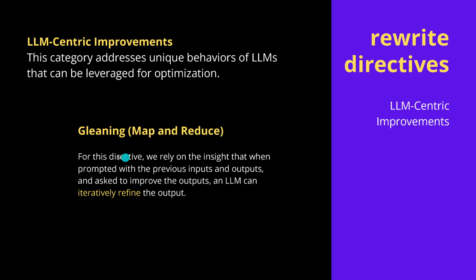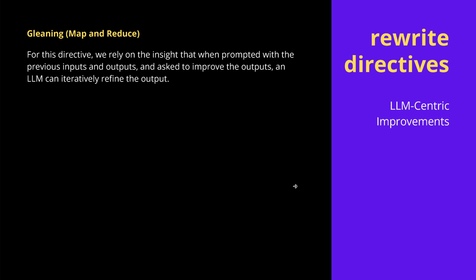We rely on the insight that when prompted with the previous inputs and the previous outputs, and then we ask the LLM, hey, now improve the output in a second run, the LLM can iteratively refine the output. So if you provide in the second run a little bit of additional information to help the LLM understand, for example, the feedback that it got from the first run, it can iteratively refine the second output that it produces.